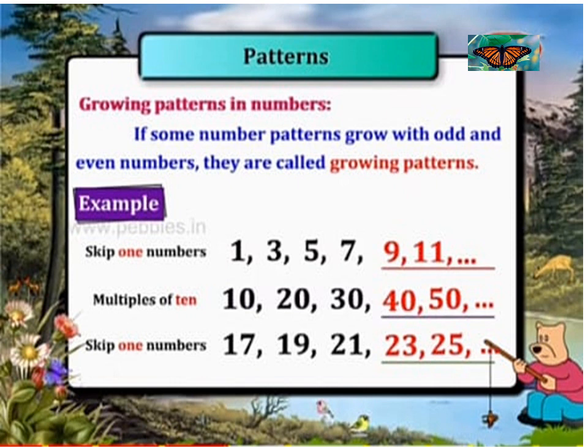Multiples of 10: 10, 20, 30. Next it is 40, 50. Here you can see 10 is added each time. Skip one number: next 17, 19, 21. Next comes 23, 25 and so on.